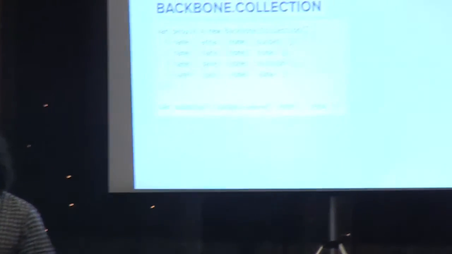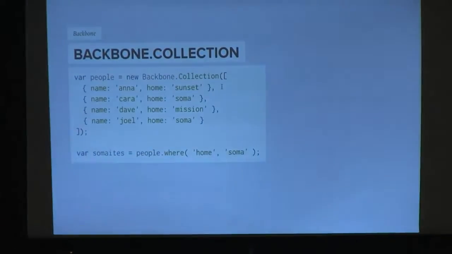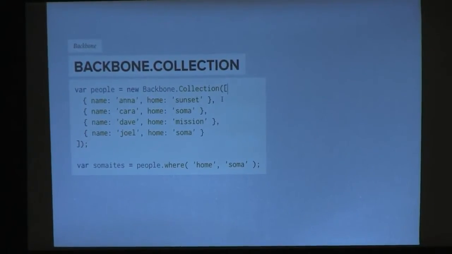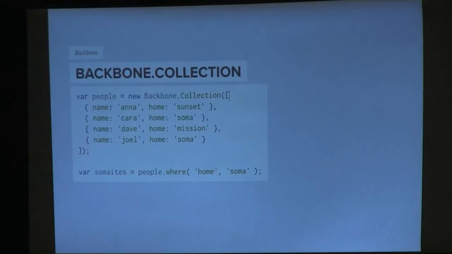So continuing onwards, Backbone has collections. Collections are just a group of models. By default, it uses a Backbone model, just this simple model, and you can create them by just passing this in. It has add, remove, all this other stuff, and also I think something around 30 methods from Underscore that can act on the array of items in the collection. So in this case, I create a collection of people with homes, and they're different neighborhoods in San Francisco. And then if I want to get all the people who live in Soma, I can say people.where home is Soma, right? And I can do this on a normal array, but remember, these are Backbone models.